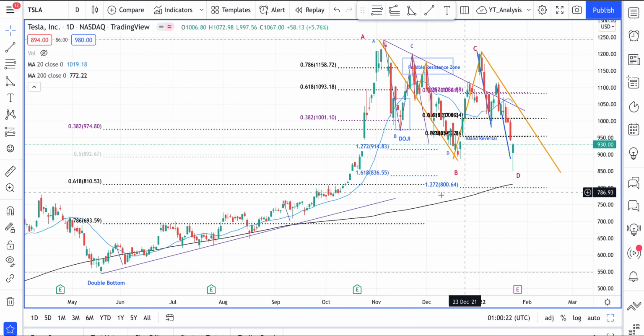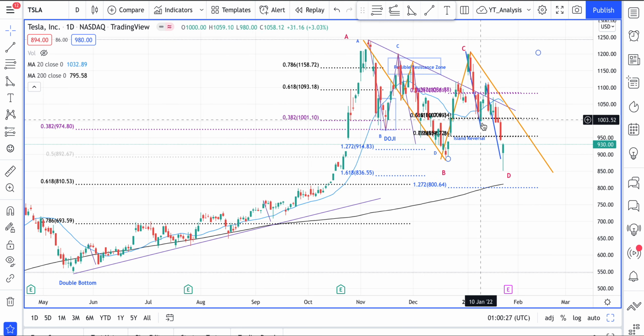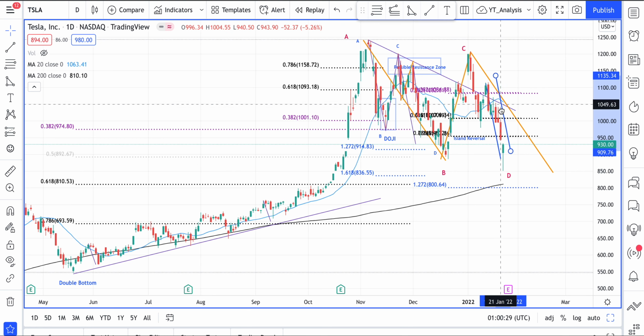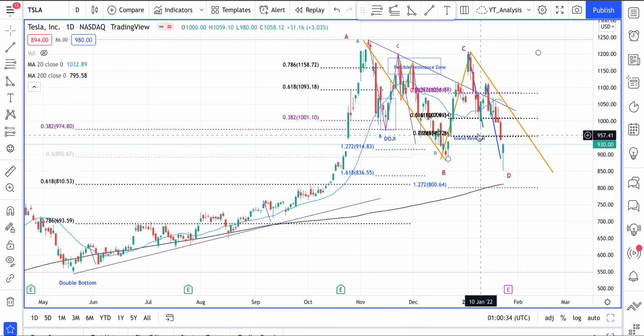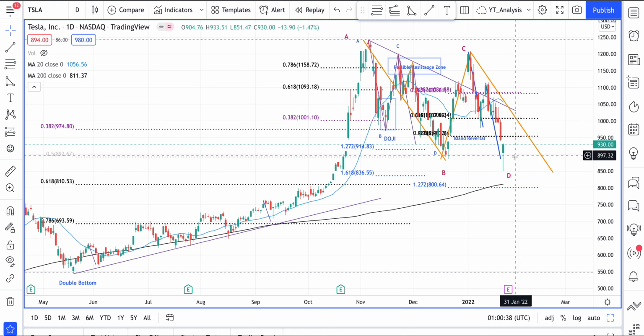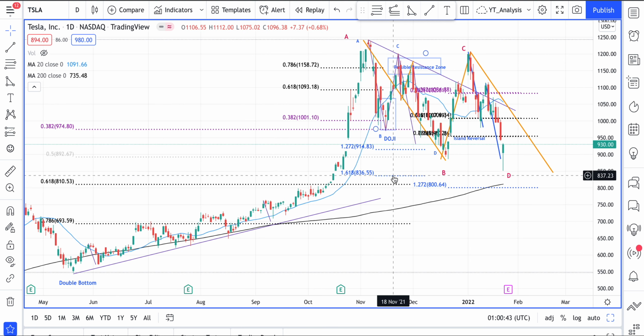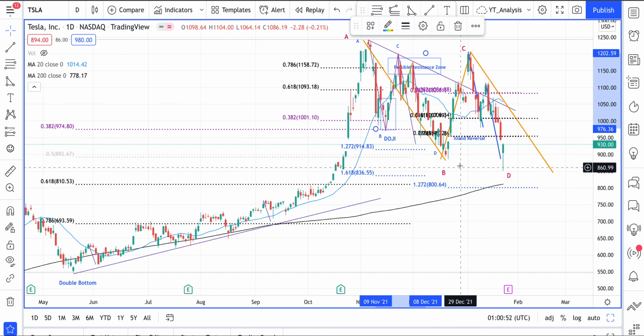Okay, so this is what we are looking at, and the other thing is that there is another nested smaller ABCD here, which completed a little bit above in terms of price, around here. So we have two nested ABCDs coming here and completing here. That's quite important. Also, it came very close to the 1.618 expansion of this BC-like move, and it's above the 61.8% retracement level.